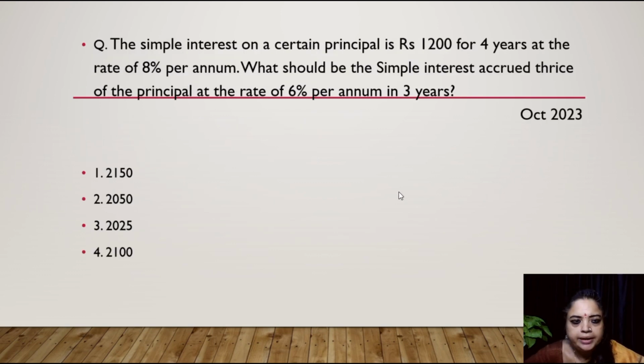Let us see the next one. The simple interest on a certain principal is rupees 1200 for 4 years at the rate of 8% per annum. What should be the simple interest accrued on thrice the principal at the rate of 6% per annum for 3 years? The options are given here. So we need to calculate the simple interest accrued on thrice the principal amount, and the rate is different, which is 6% for 3 years. How to calculate the simple interest?